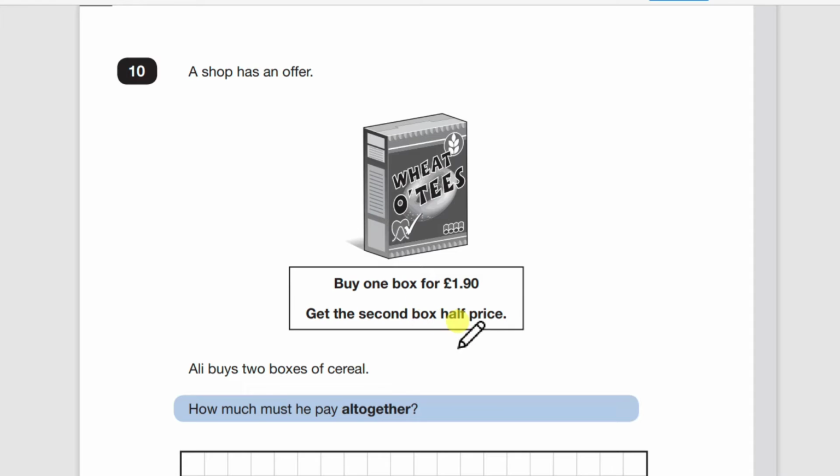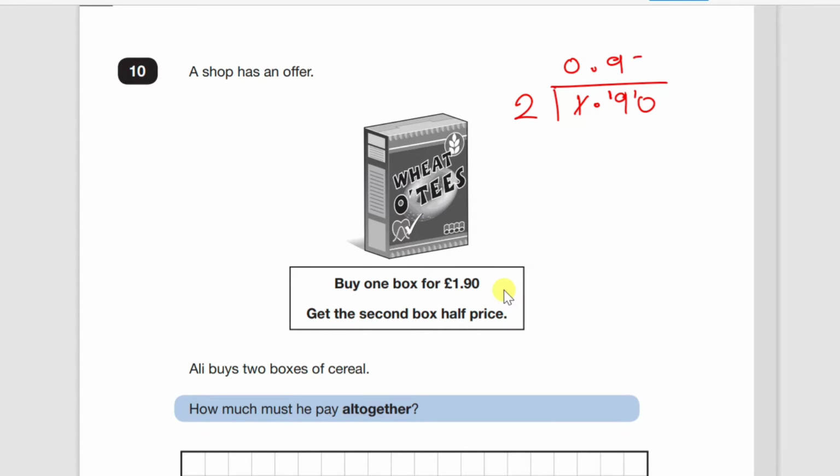Well, let's find out the second box here. So he wants to buy 2 boxes. So the second box is half price. Well, what's half of 190? Well, let's do division then. 2 into 1.90. So well, 2 can't go into 1, so you put the 0 and you carry the 1 here. And you cross it out. How many times does 2 go into 19? Well, we know it goes into 18 9 times. Remainder 1. Now how many times 2 go into 10? 5. So that means the second box is 95p.